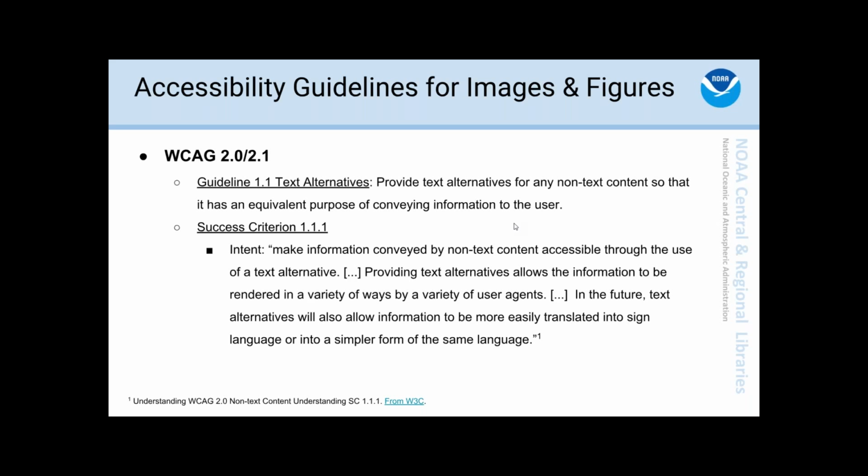Within WCAG, there is what's called a success criterion, 1.1.1. And as you can see here, the intent is to make information conveyed by non-text content like images, figures, graphs, maps, accessible through the use of a text alternative. These alternatives allow the information to be rendered in a variety of ways, most commonly through something like a screen reader, so that people who are unable to see the image are able to understand what the image is conveying.